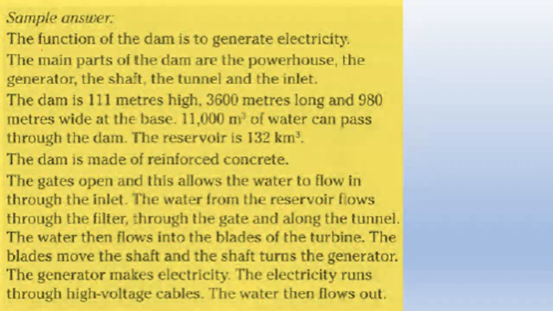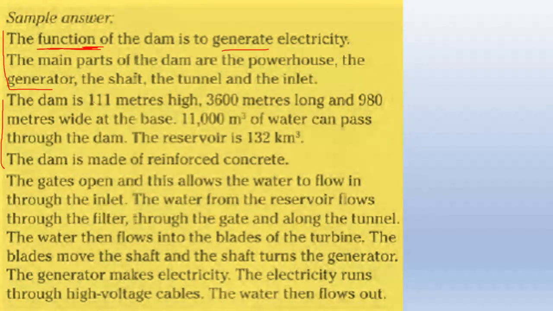Here is an example. The function of the dam, the purpose, why you use the dam for, is to generate electricity, to produce electricity, so you could utilize it with your electrical devices. The main parts of the dam are the powerhouse, the generator, shaft, the tunnel, and the inlet. Whenever you want to write a report, in the first paragraph you need to mention the main parts and the device you are talking about. The dam is, and then you need to provide further explanation.